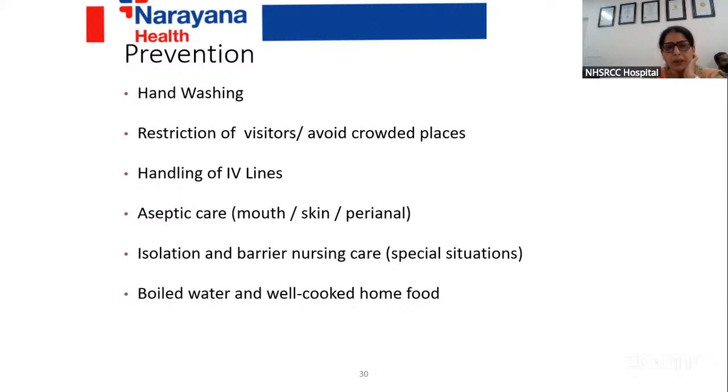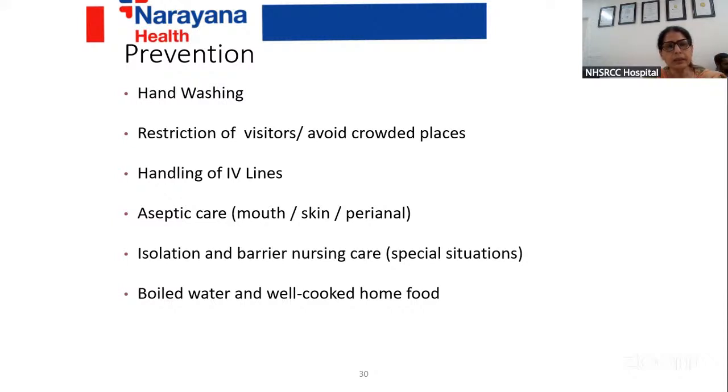Visitors should not be allowed. It should be reinforced that relatives should not be coming and meeting these children, and they should not be going to crowded places. Boiled water and well cooked home food is what has to be given. We also tell them not to eat salads and fruits which cannot be peeled, because there are a lot of bacteria and pesticides on the outer surface. Like eating grapes, we usually don't allow. This is one example.